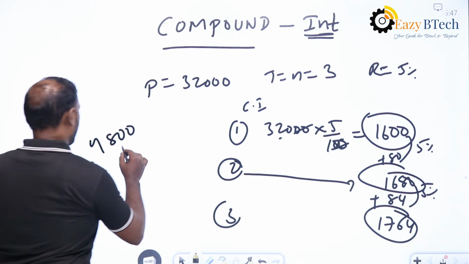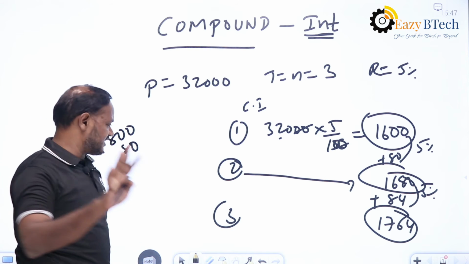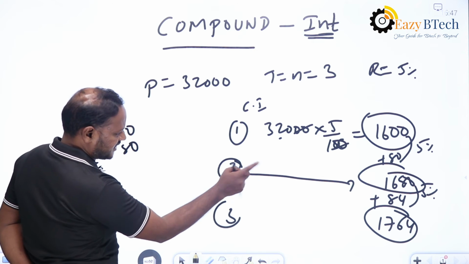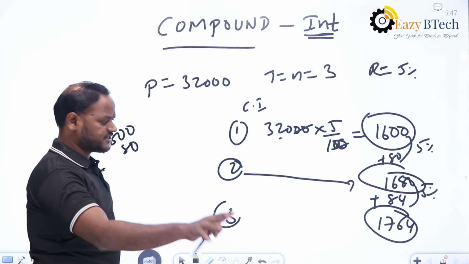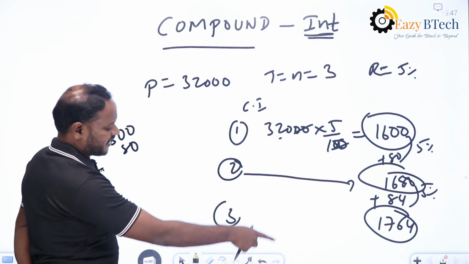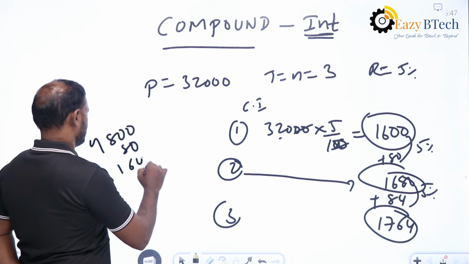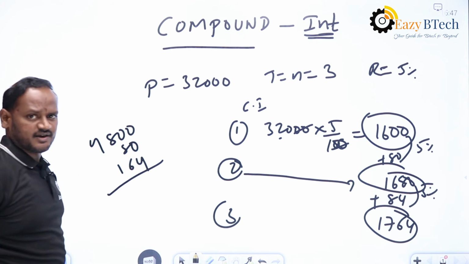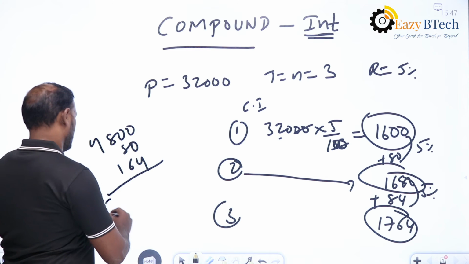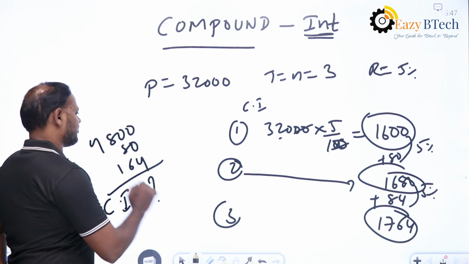Okay, this 80 should be added as well. It is for your comfort, that's it, nothing else. 1600 is common. Yes or no? 1600 is common, extra 164 rupees is there. Yes, 164 rupees, that's it. So this total value can be taken as what? Interest, the compound interest value. Okay sir, but how to get the answer formula based?